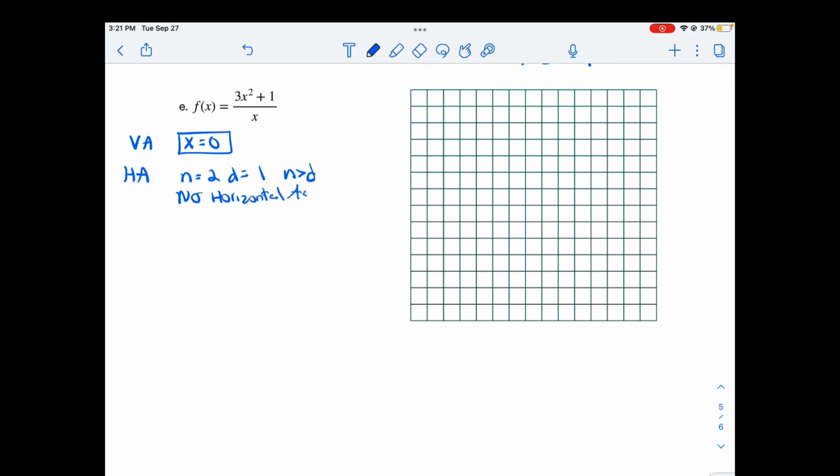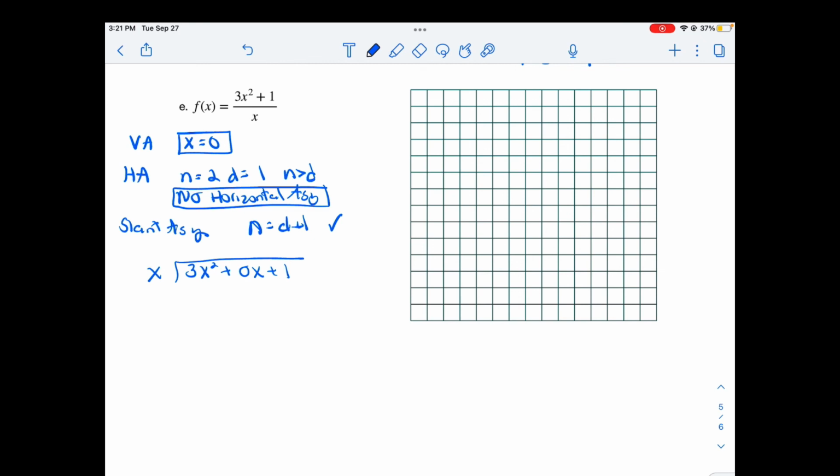So now if there's no horizontal, I need to check and see if I have a slant asymptote. Since the degree of the numerator is exactly 1 degree more than the degree of my denominator, since n is equal to d plus 1, I do have a slant asymptote. Find the slant asymptote. Now, because my denominator is x, which if I did synthetic division would give me a 0 on the outside, I can't do this with synthetic division. So I'm going to have to actually use long division to find my slant asymptote here.